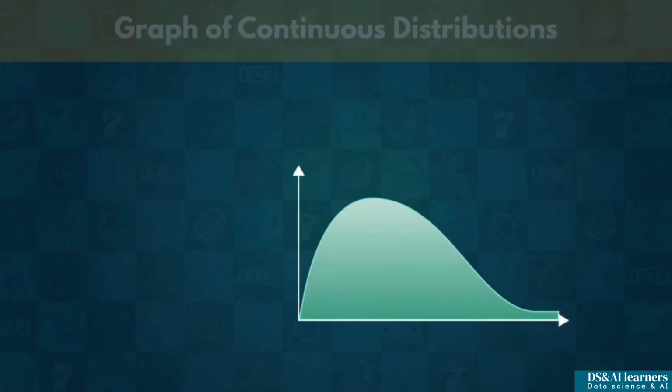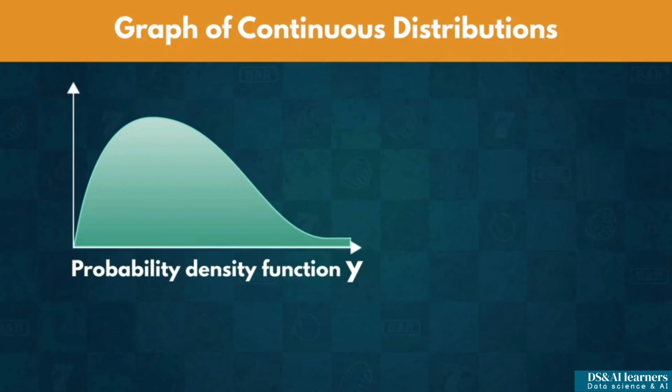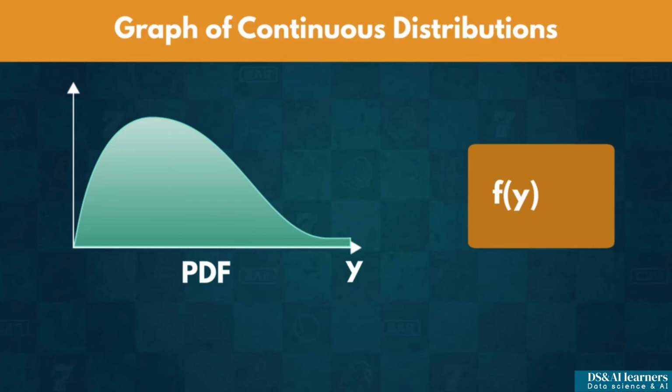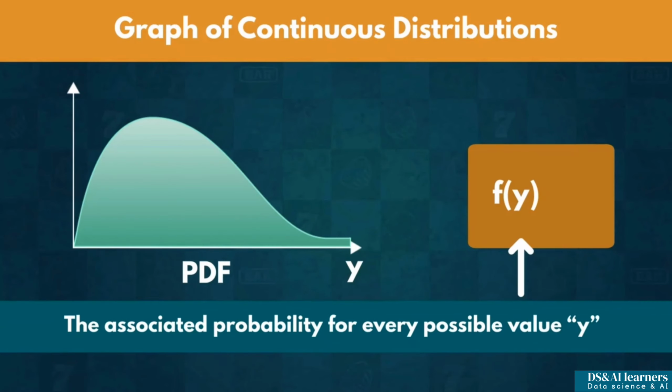More precisely, the graph of the probability density function, or PDF for short. We denote it as f of y, where y is an element of the sample space. As the name suggests, the function depicts the associated probability for every possible value y. Since it expresses probability, the value it associates with an element of the sample space would be greater than or equal to 0.